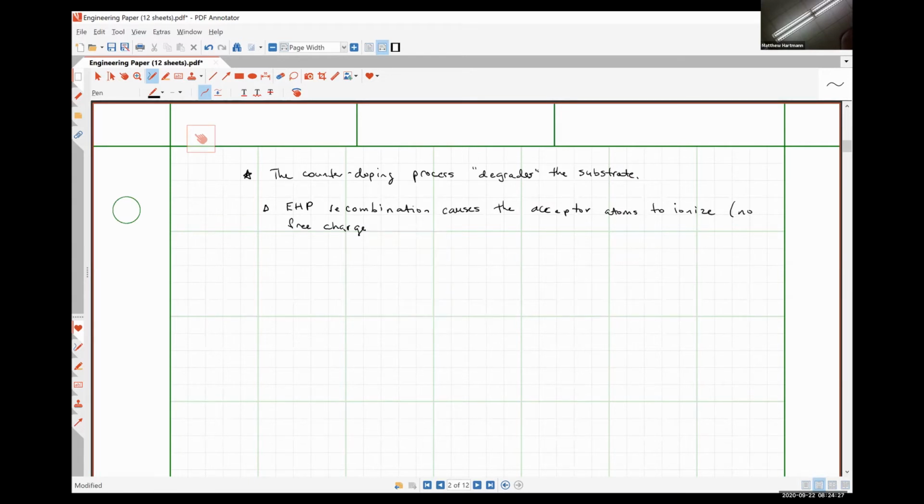Charge carriers. H, not an N, to be clear. Alrighty.